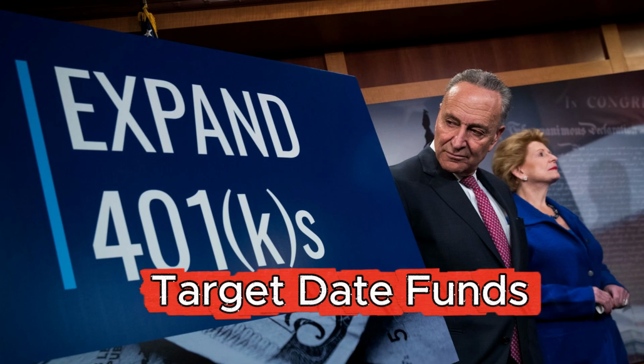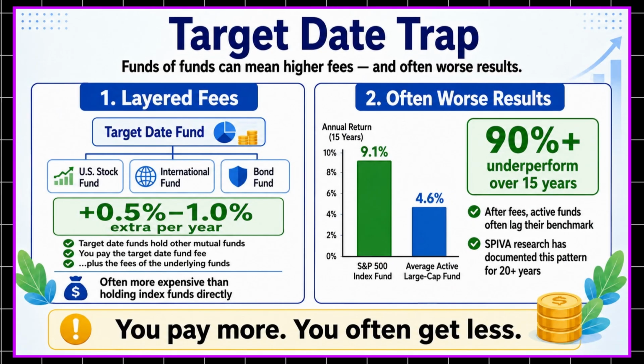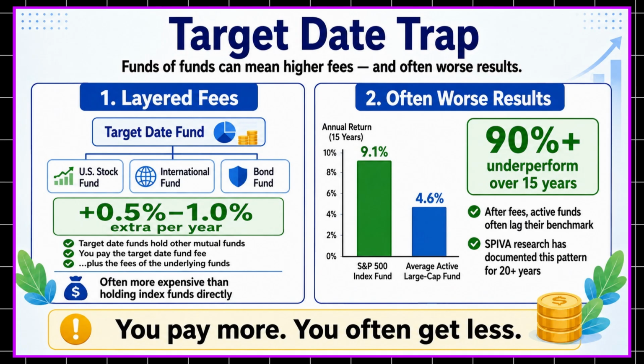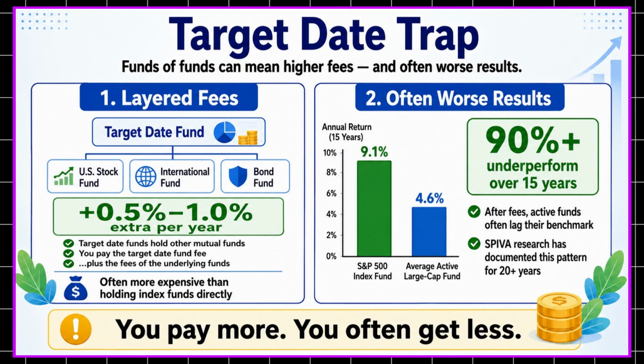Here is what is not in the brochure. Target Date funds are funds of funds. They hold other mutual funds inside them. That means you pay the Target Date fund's own expense ratio on top of the expense ratios of every underlying fund it contains. At many providers, this layered structure adds 0.5 to 1% to your annual cost, compared to holding the underlying index funds directly, for no additional benefit to you.